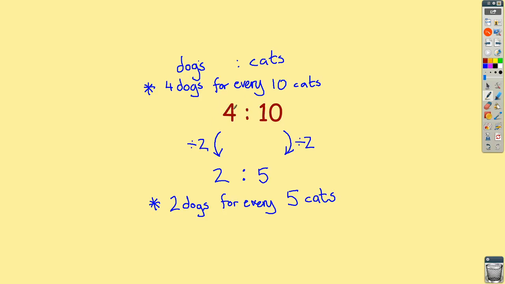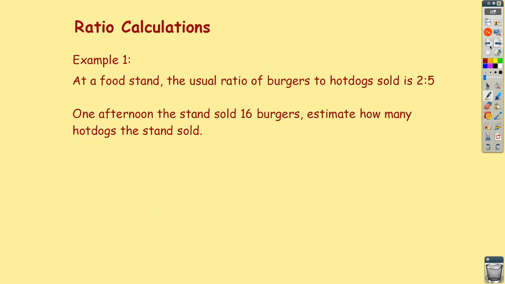And usually it's so that we can find out an unknown number. So we might have been told there were 4 dogs and asked to work out how many cats there were. Okay, we'll look at that in this next example, which is example 1 of our ratio calculations, okay? It starts at a food stand. The usual ratio of burgers to hot dogs sold is 2 to 5, okay?